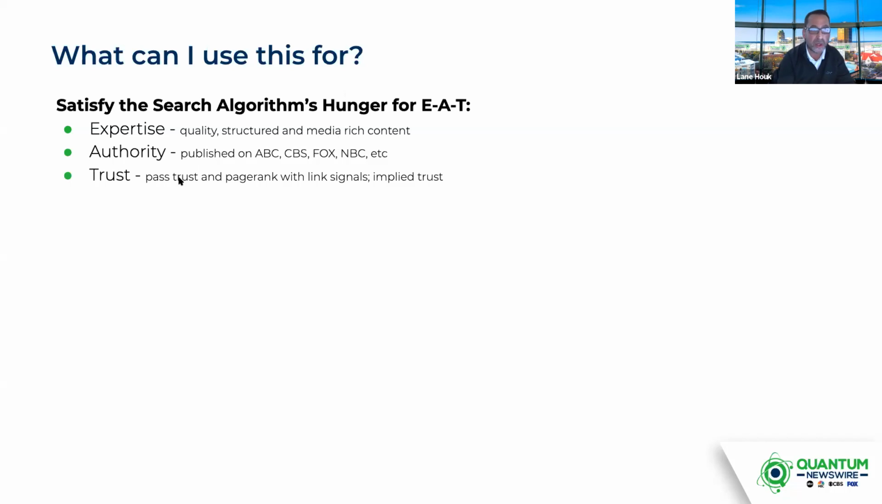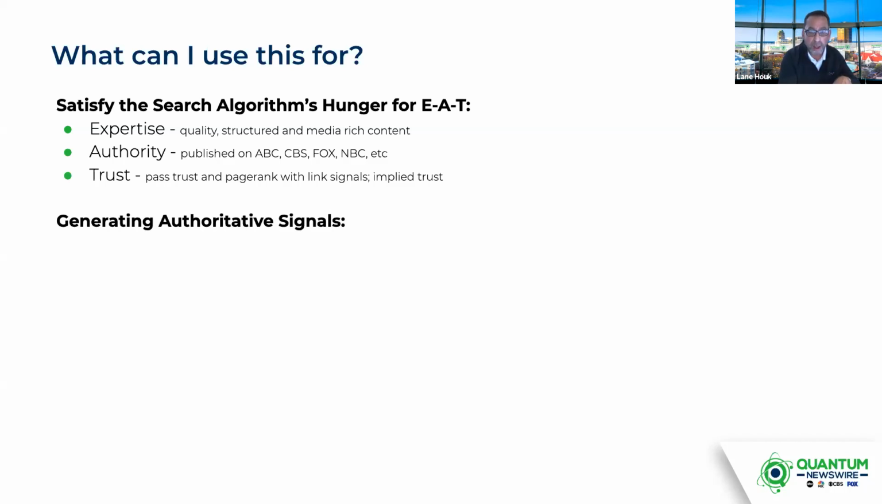Trust, you can pass trust with PageRank, with link signals. There's certainly some implied trust when you get published on authoritative sites, Forbes, wherever it might be. There's certainly association, for a lot of you who are niched, getting your client's content published even on the association sites, if they can get a guest post there. Those types of things pass trust. If you have a do follow link, you can pass PageRank. And so those are the things that can really help you build the EAT profile of a client.